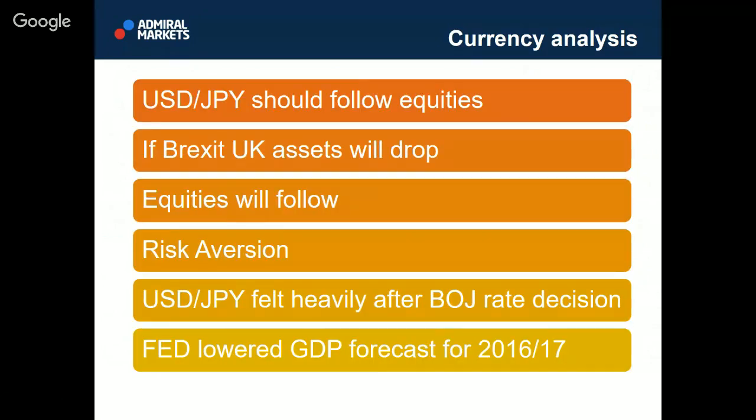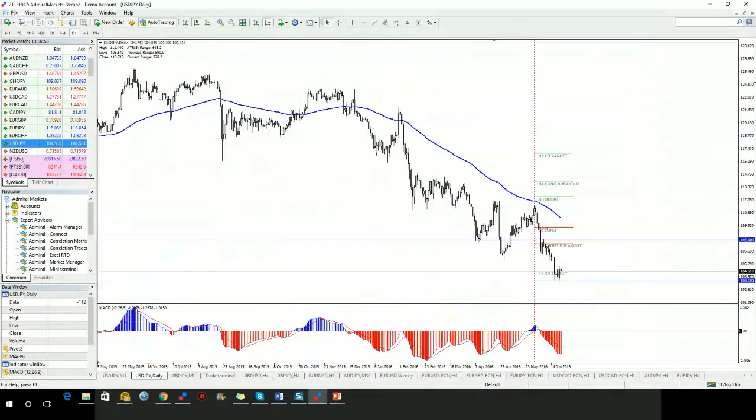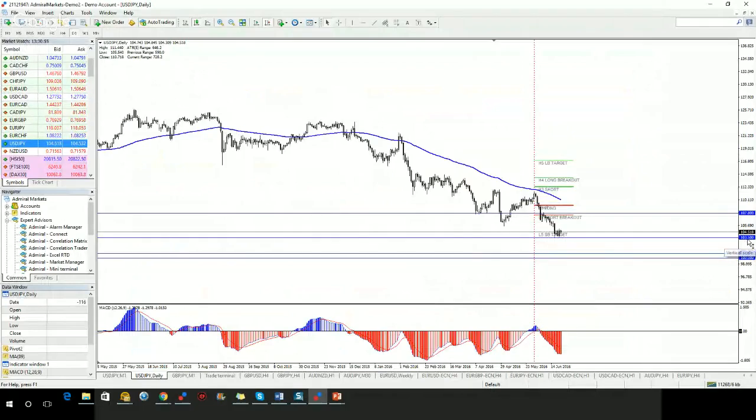Okay, so in the case of Brexit, dollar yen should drop, guys, should drop towards 103.50, additionally 100.80 and 100.00. These will be levels to watch for if we see a Brexit scenario.